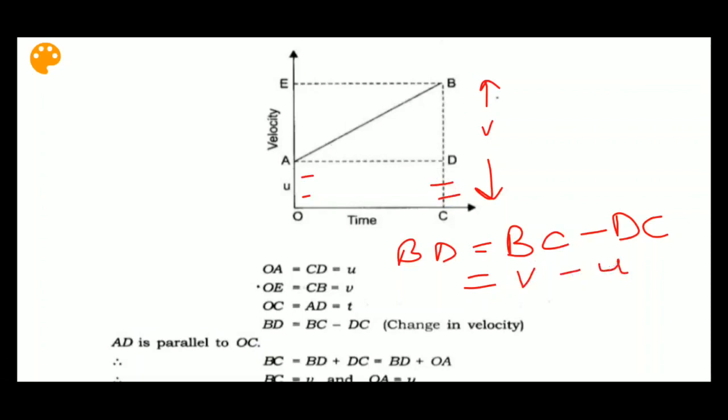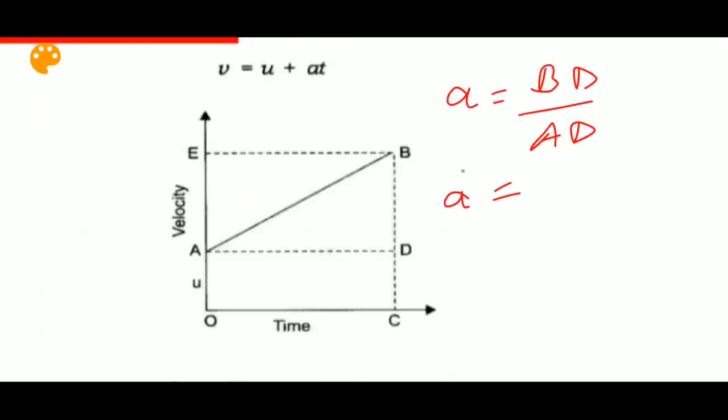So BD is equal to v minus u, which is the change in velocity of the object from point A to point B. Now since we have learnt that the slope of velocity-time graph gives acceleration, therefore acceleration is equal to BD upon AD. From the graph we have seen that BD is the change in velocity, which is v minus u, and AD is parallel to OC and OC is the time. Therefore in place of AD we may write t.